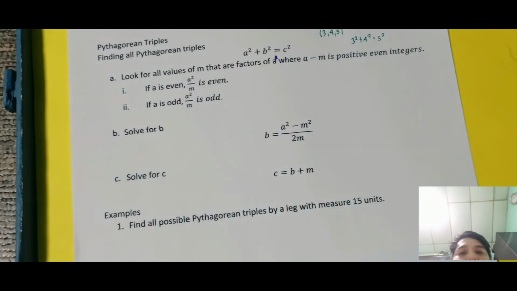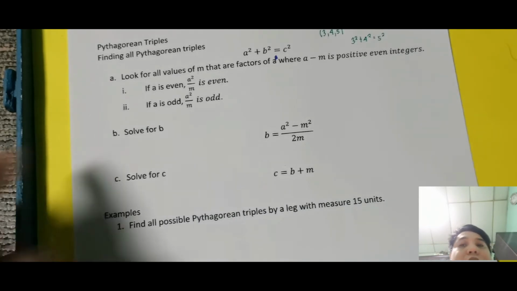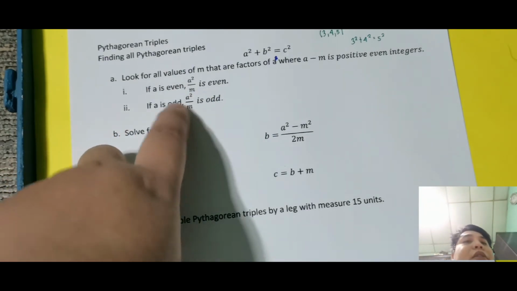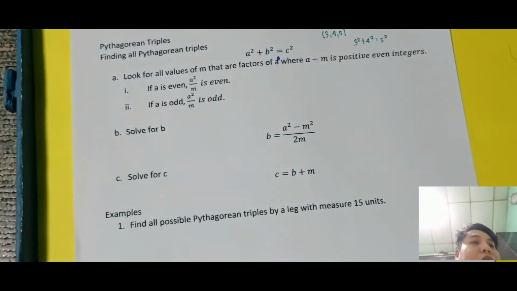Okay, so ito ulit ko ha. Hahanapin ko yung value ng M na kung saan siya ay factor nung A squared. So, ipapa-factor ko siya. After ko ma-factor, bago ko ma-classify siya as M o bago ko siya kunin as member nung M ko, kailangan yung A minus M is positive even integer. Okay? And ngayon, sabi na, if A is even, then A squared over M is even. If A is odd, A squared over M is odd. So, wala naman siyang masyadong ibig sabihin, pero baka magamit niya somewhere.